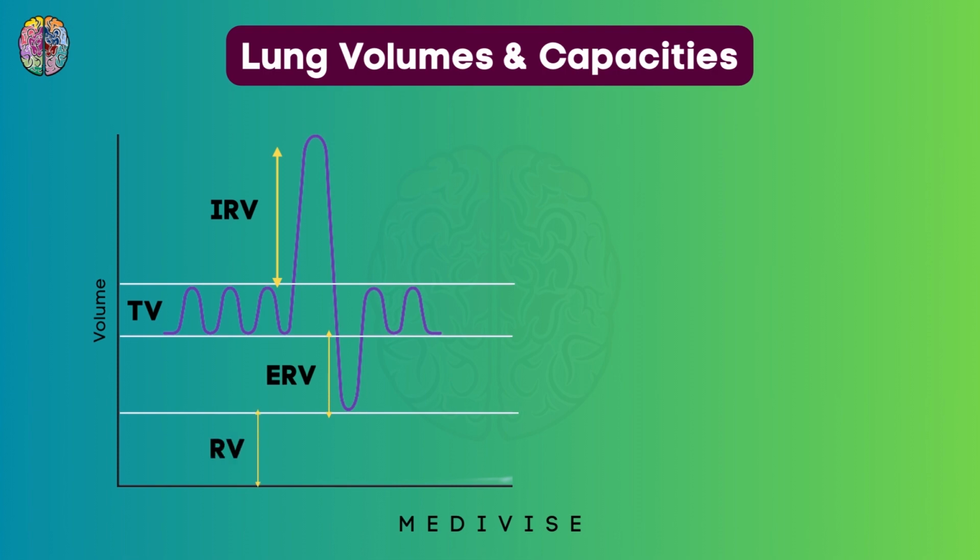Now, time to come to the capacities. So, capacities, what are they? They are just a combination of different lung volumes. First of all, we have the inspiratory capacity. The inspiratory capacity is the addition of tidal volume and IRV, or inspiratory reserve volume. And then we have the FRC, or functional residual capacity. This is the addition of expiratory reserve volume and the residual volume.